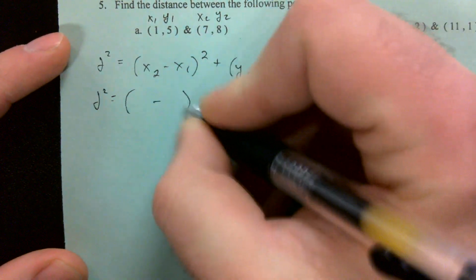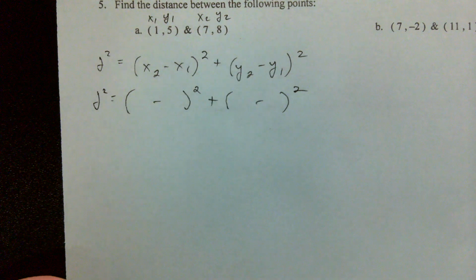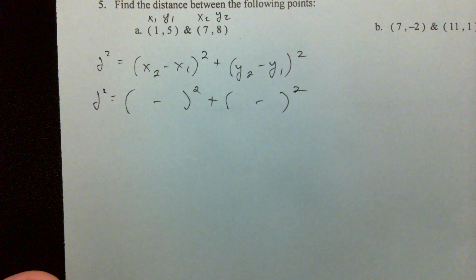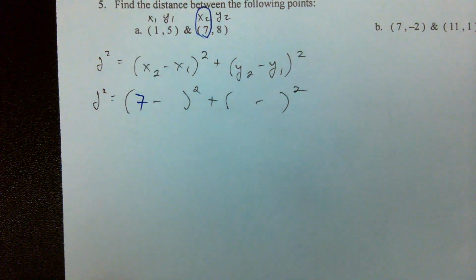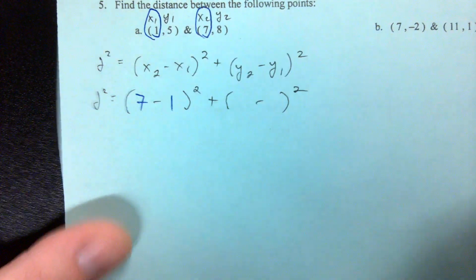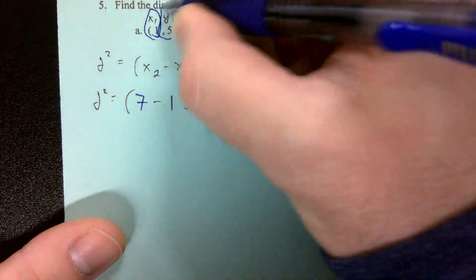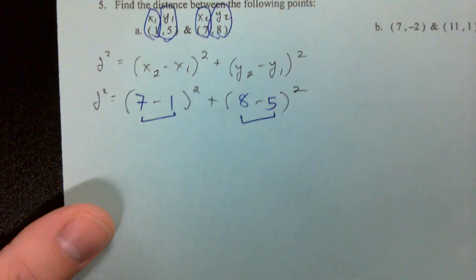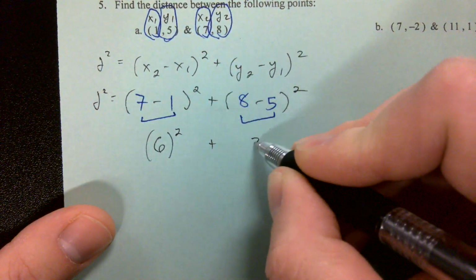I'm going to set this up without my variables so I can easily plug everything in. What am I going to plug in for x2? 7. What am I going to plug in for x1? 1. What about y2? And y1? 5. 7 minus 1 gives me 6. 8 minus 5 gives me 3.